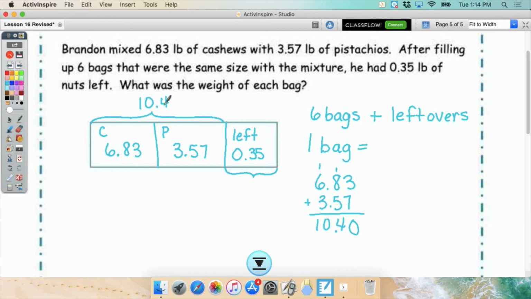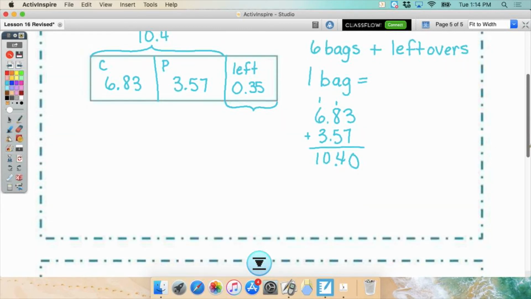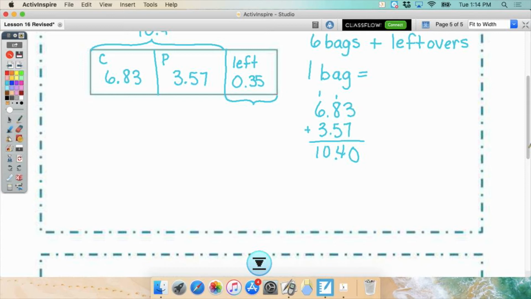So what about the leftovers though? I'm still concerned about what I need to do with those leftovers. You're right. How'd you know? You already did a problem like this on Zern? No, I guessed. You guessed? Well, you guessed right, okay? So we're going to subtract those leftovers out. So how many leftovers are there?